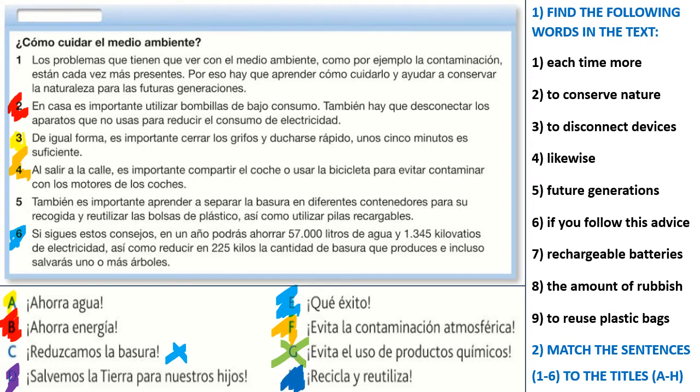recycle and reuse, is going to be 5, because it's talking about separating rubbish, which is your recycling, reusing plastic bags, and using rechargeable batteries. So there are your answers.